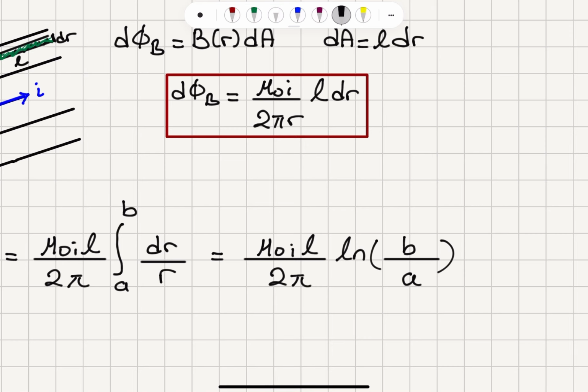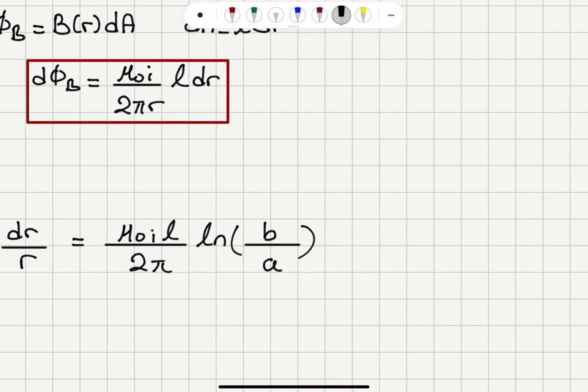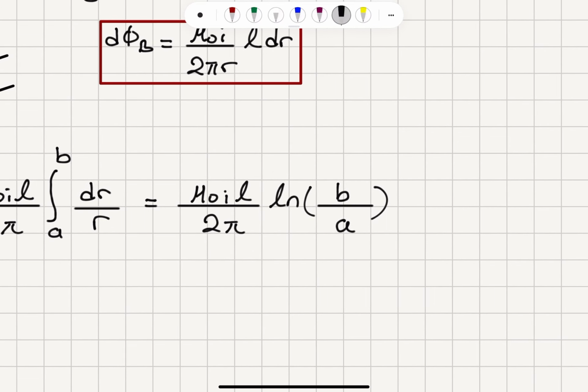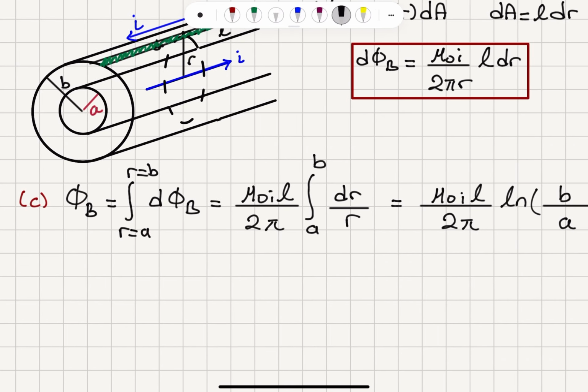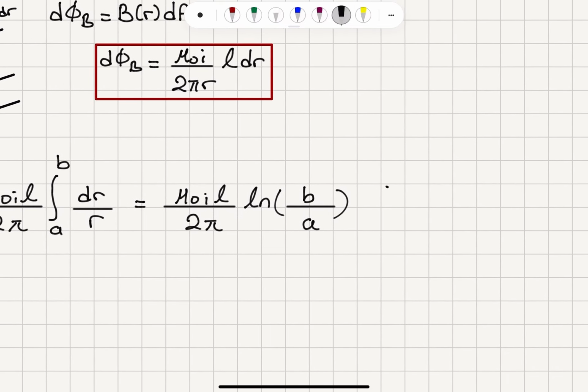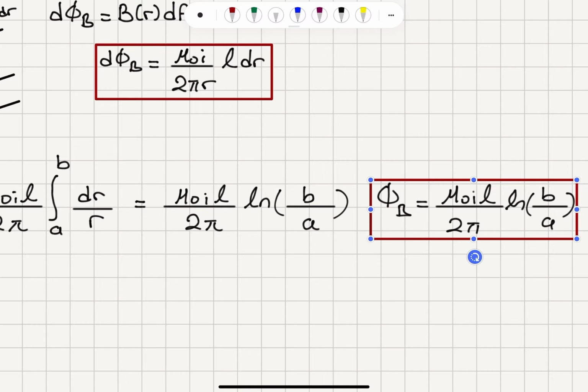And we can rewrite this result here so that we can basically take it into a box. The total flux is mu 0 I L over 2 pi natural logarithm B over A. This is the answer to part C.